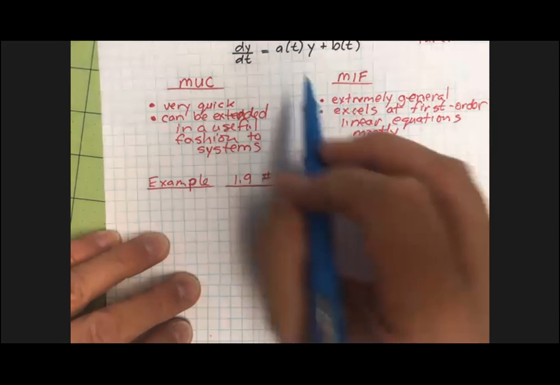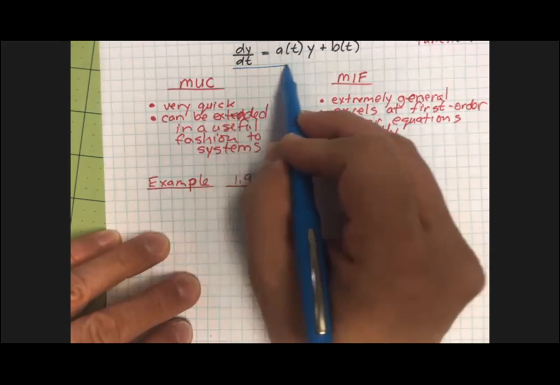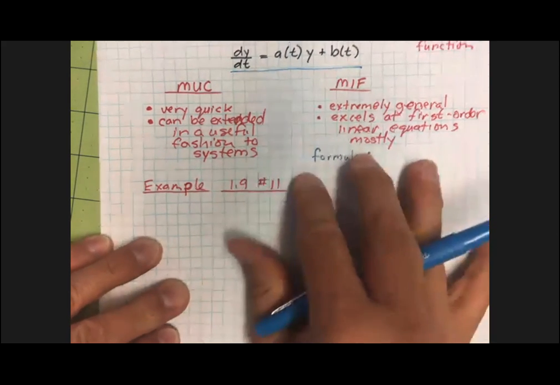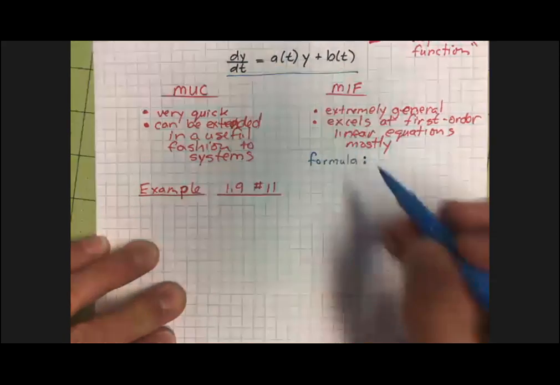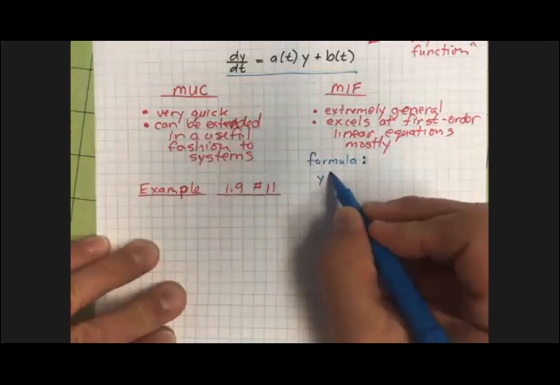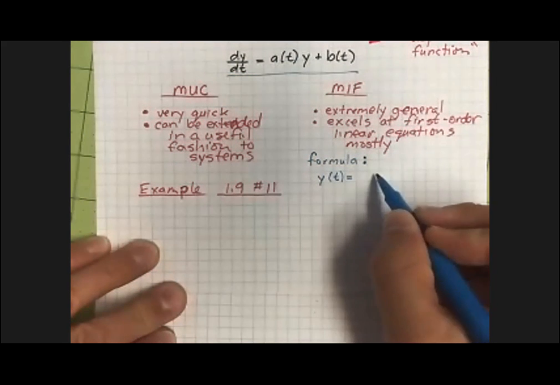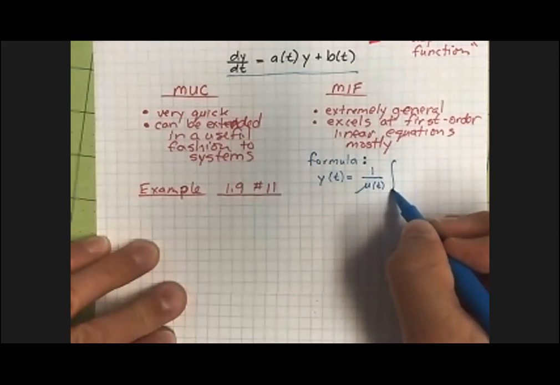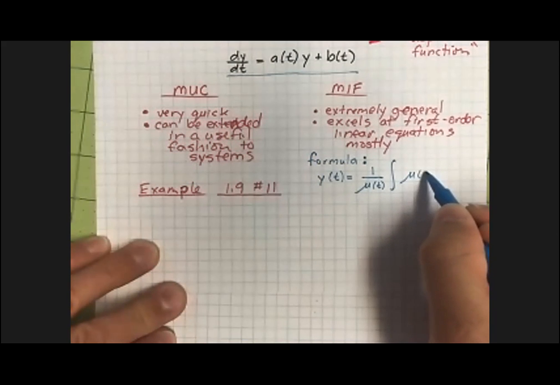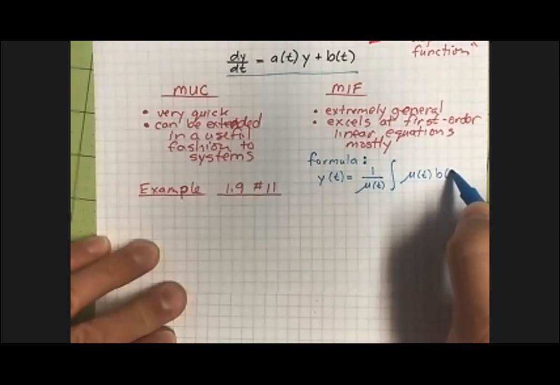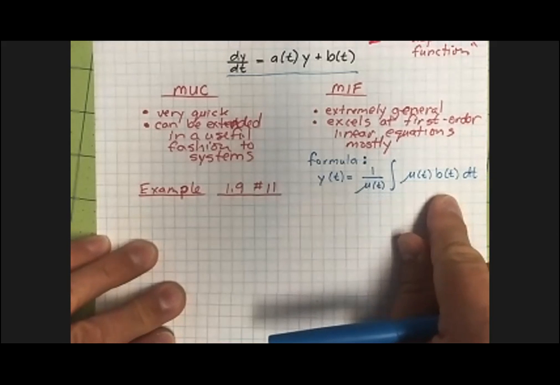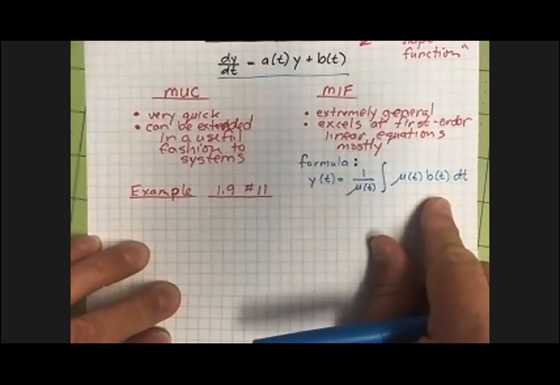So if you have a linear equation like this, some function of t times y plus some function of t on the end, here's the formula for the answer. The answer is y of t equals 1 over mu of t times the integral of mu of t times b of t dt. That's it. That's the answer. We're done. We can go home. You know, it's Miller time.